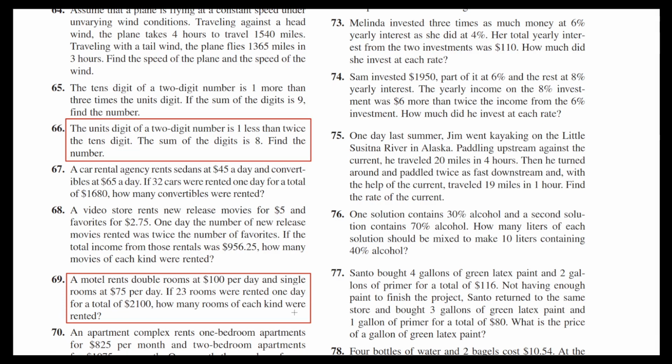Okay, I don't want to start solving it. I want you to take a paper and try to solve the problem yourself first. A motel rents double rooms at $100, and single rooms at $75 per day. 23 rooms were rented, and the total money that the motel got from the customers is $2,100. How many rooms of each kind were rented? Okay, so I want to wait for you.